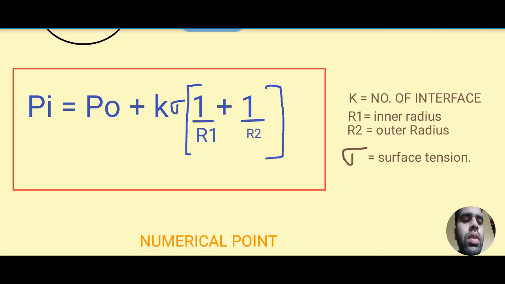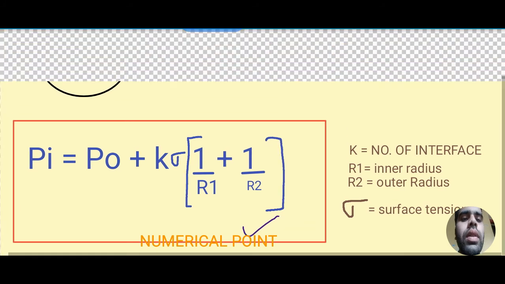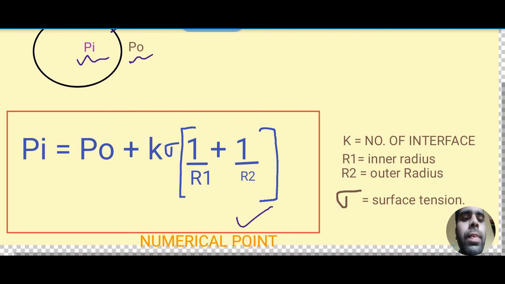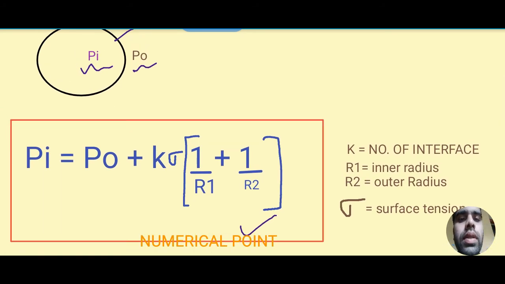So this is the Young-Laplace equation that is given here. Pi, that is the inside pressure, Pi is equal to Po plus K sigma in the bracket (1 by r1 plus 1 by r2). Let's suppose the inside radius is r1 and the outside radius is r2. There are two surfaces here: one is the inside surface and the other is the outside surface.